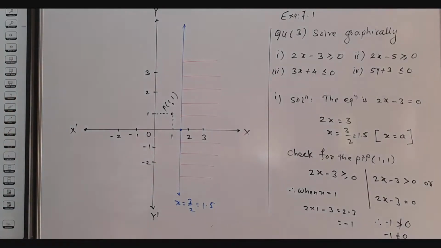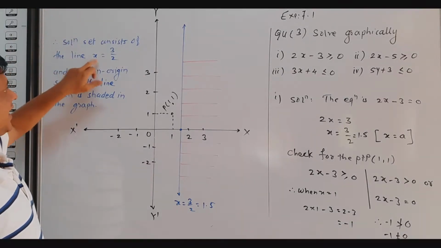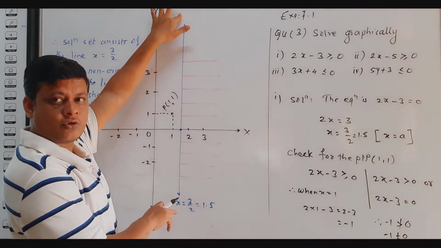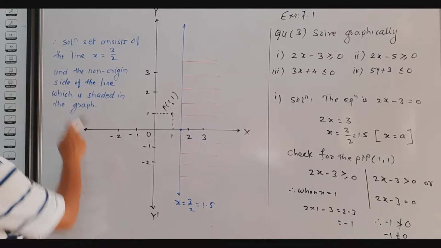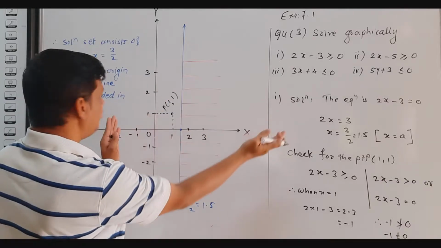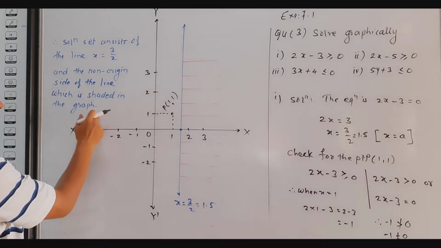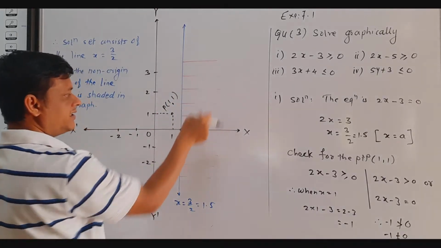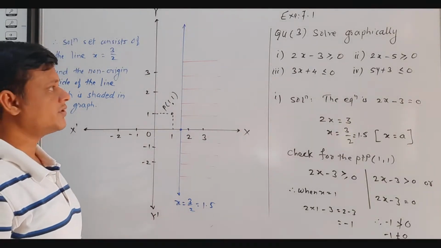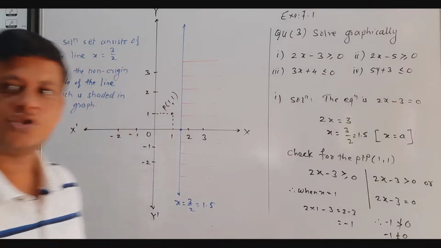So we write in the solution: the solution set consists of the line x equals 3 by 2, meaning this line is also included in the solution set, and the non-origin side of the line. This is the origin side, this is the non-origin side. So the non-origin side of the line is shaded in the graph. We shaded this region in red, and this blue line is also included in the solution set for the given inequation 2x minus 3 greater than or equal to 0.